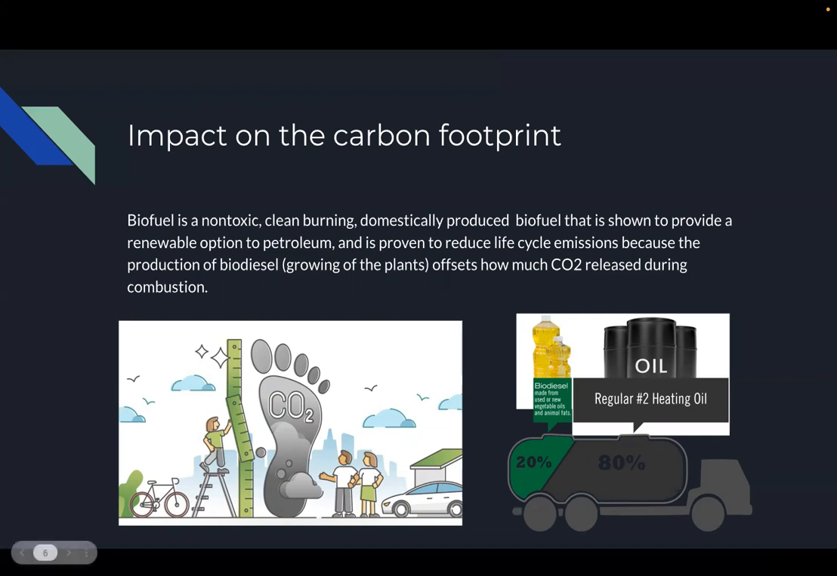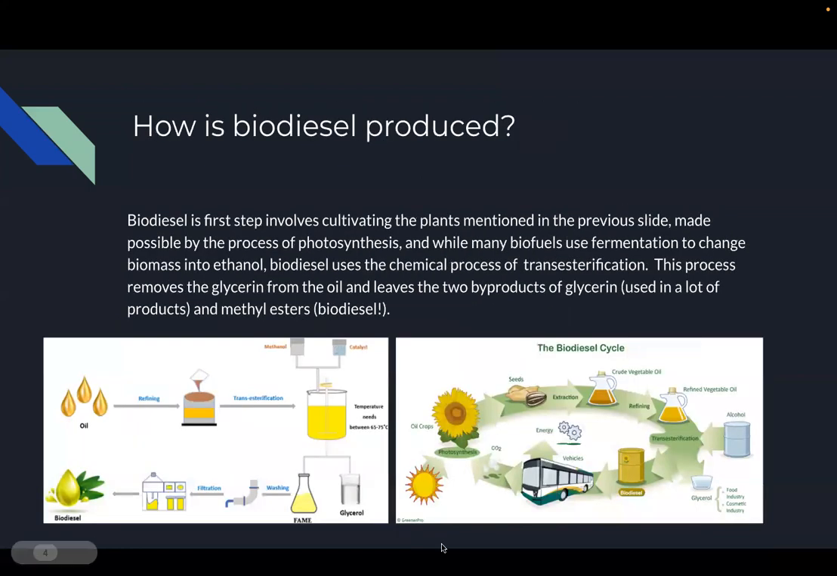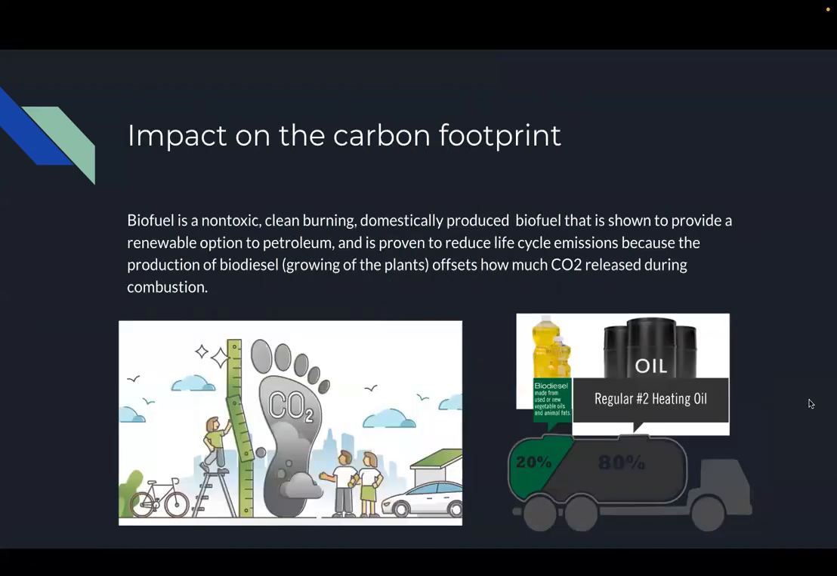So if we go back to this slide right here, we can see the oil of the crops, the harvested crude vegetable oil, refined oil, alcohol, and then biodiesel, which when combusted is going to release CO2, but this CO2 is already offset by photosynthesis with the oil crops right here. And this is for an average tank of gas: approximately 20% of that tank that we just labeled as diesel is actually biodiesel.